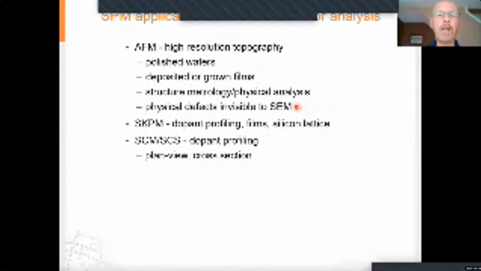And then AFM also lends itself well to looking at physical defects, which might be invisible to various electron microscopy techniques. With regard to scanning Kelvin probe microscopy, it can routinely be used for dopant profiling, for looking at films, either film integrity or film contaminant films. And also, we've done some work, we've successfully imaged disruptions in the silicon lattice based on the work function difference.